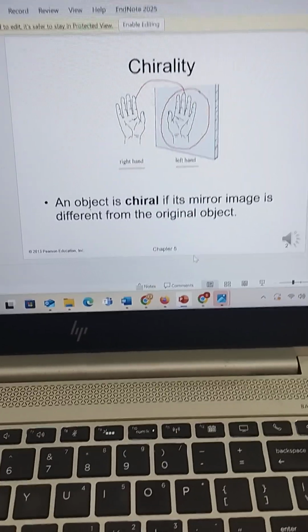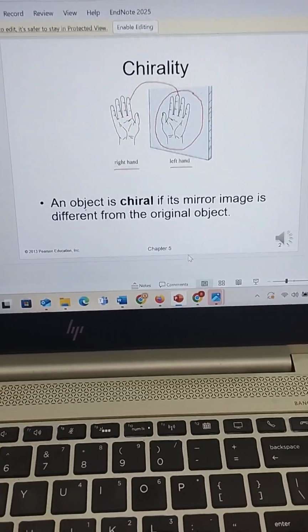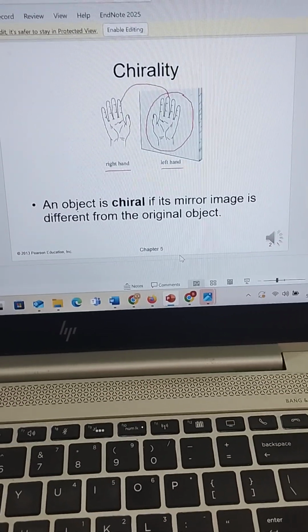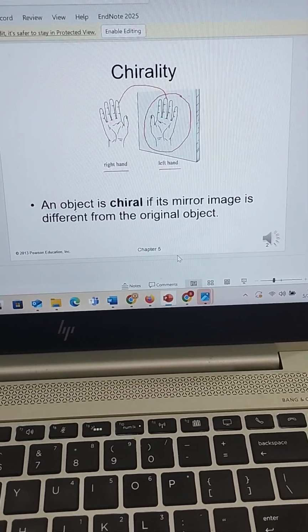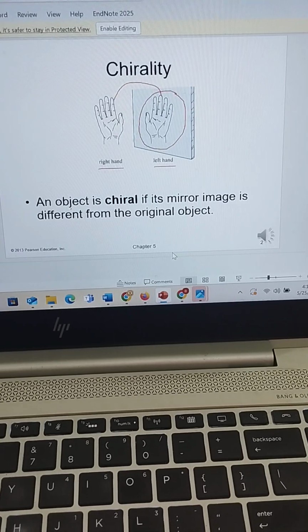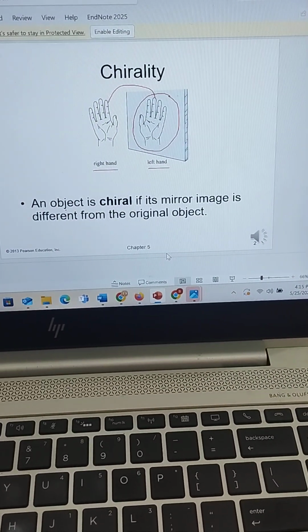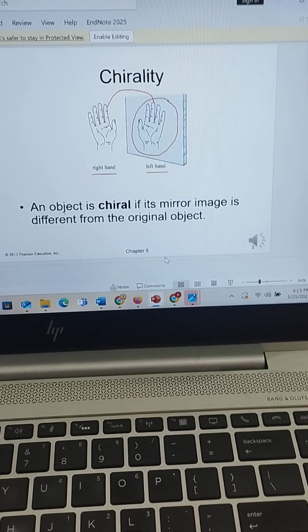Okay, so we will start our first lecture with the chirality and achirality of molecules, which is the most basic concept in organic chemistry. So let's begin with the basic definition. An object is chiral if its mirror image is different from the original object, and here they give us an example about the hand.